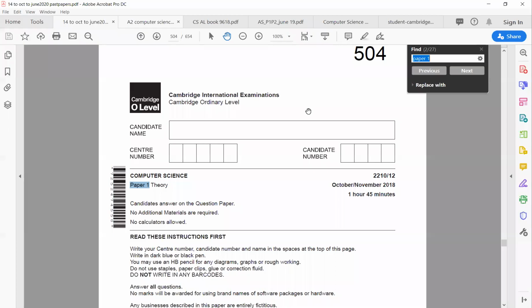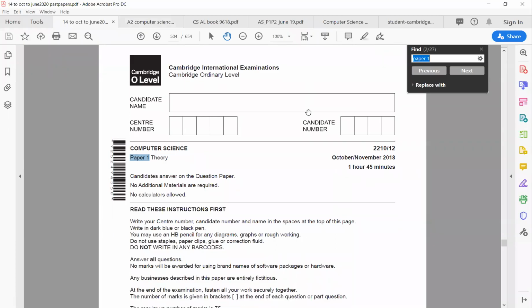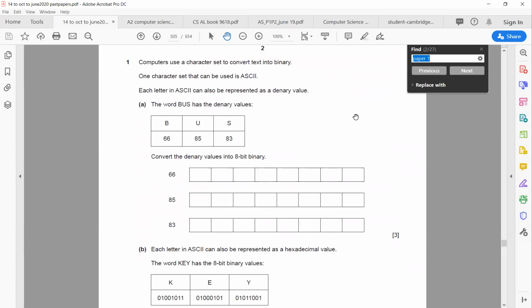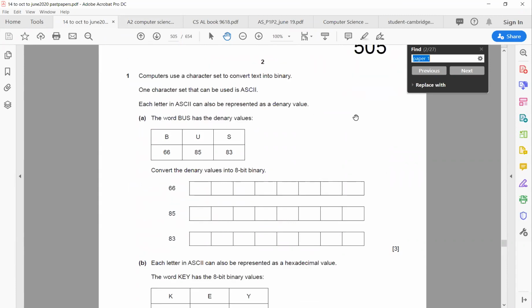ओके जी, अब जो पेपर है ये है अक्टूबर नवंबर 2018, ठीक है। लेट्स सॉल्व दिस पेपर। Computers use a character set to convert text into binary.